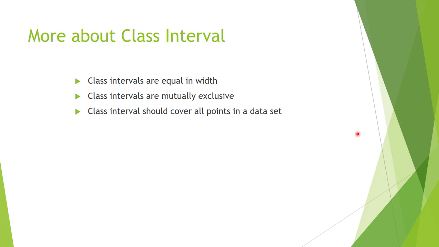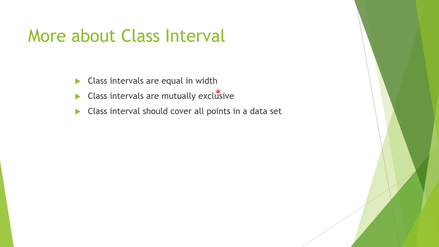When you decide on your class intervals, you have to make sure that your class intervals are equal in width. For mine, my class intervals are the same. All of them are 2, right? You can remember I have energy consumption between 1 and 3, energy consumption between 3 and 5, and the intervals are equal in width.